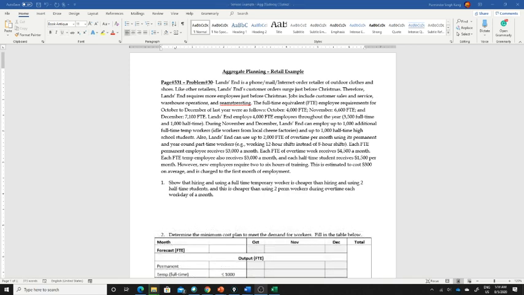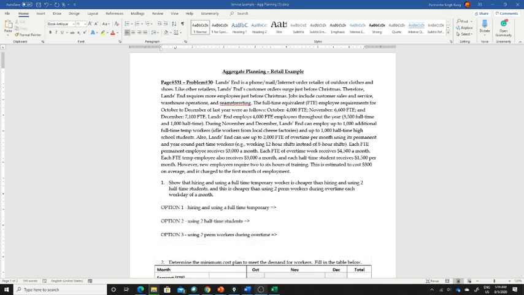For question 1, we want to show that hiring and using a full-time temporary worker is cheaper than hiring 2 half-time students, and this is cheaper than using 2 permanent workers during overtime for each workday, right? So I have marked here to start with the 3 options we have available. So option 1, hiring and using a full-time temporary worker. So let's get the cost for option 1.